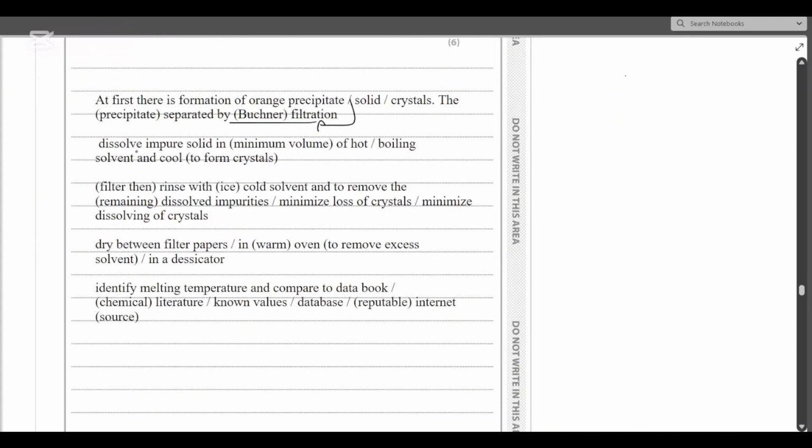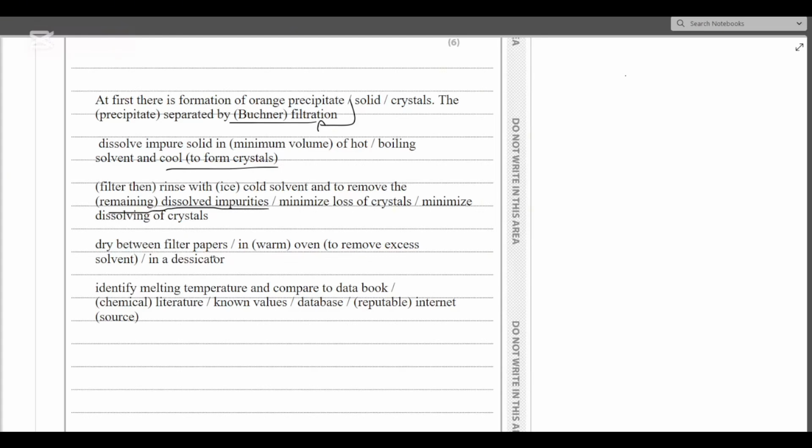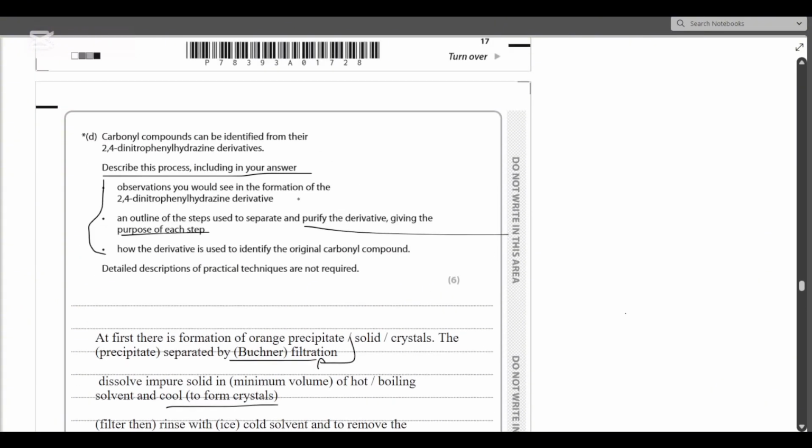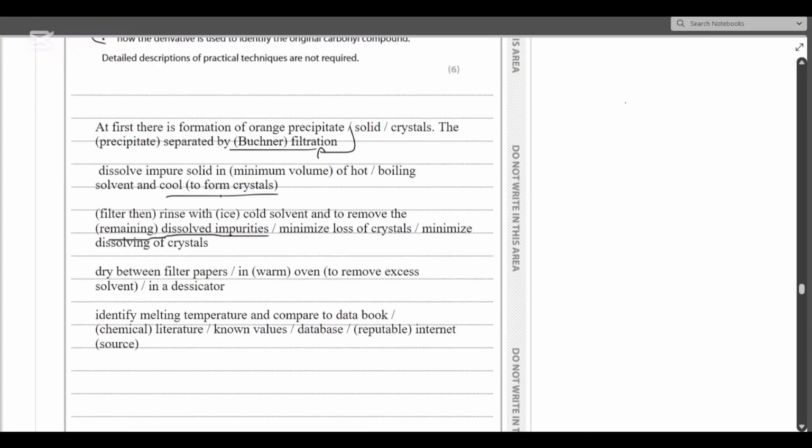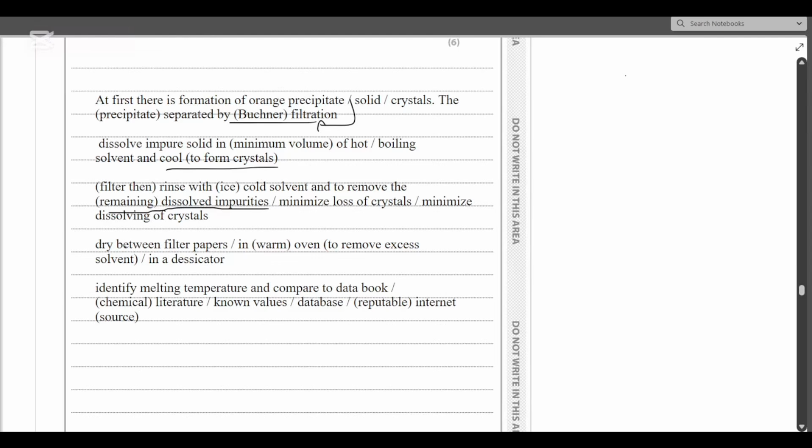Now we can dissolve the impure solid in a minimum volume of hot or boiling solvent and then cool it down to form the crystals. Then we can filter and rinse it with ice cold solvent in order to remove the remaining dissolved impurities. This will eventually purify the derivative that we have found from the precipitate. And then we can dry it using a desiccator or by keeping it in a warm oven in order to remove the excess water or solvent.